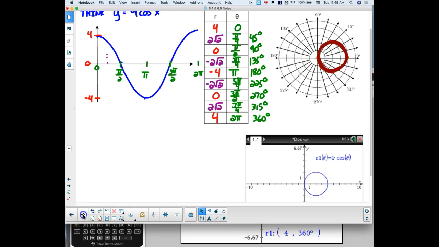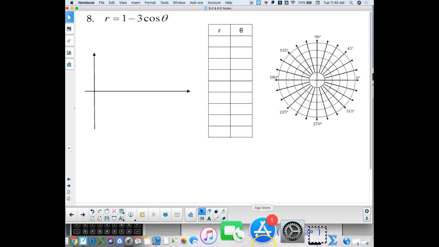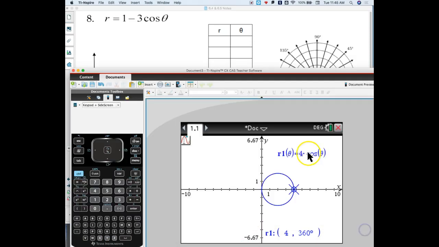So, let's do another one. I think this is on the back side. Top one on the back side. 1 minus 3 cosine of theta. So let's first graph it on our graphing calculators. And then we will trace it onto our other one.